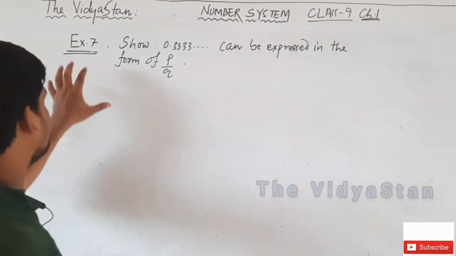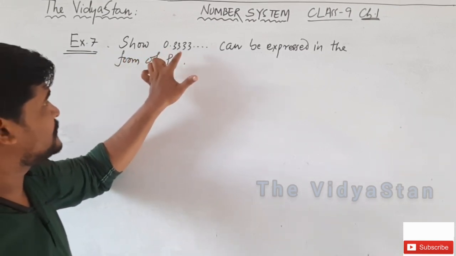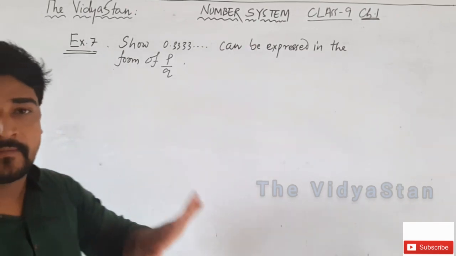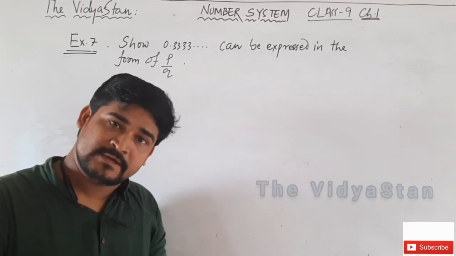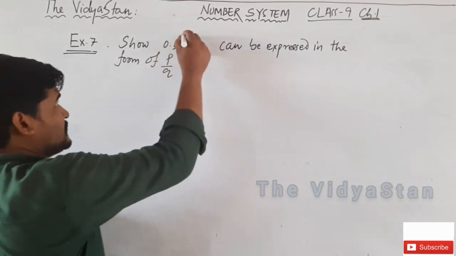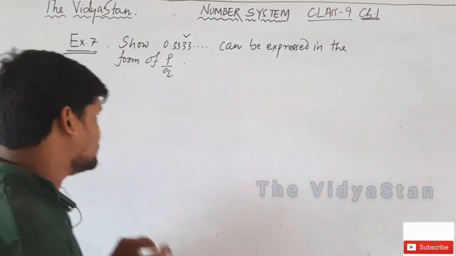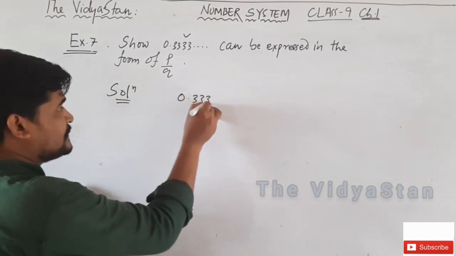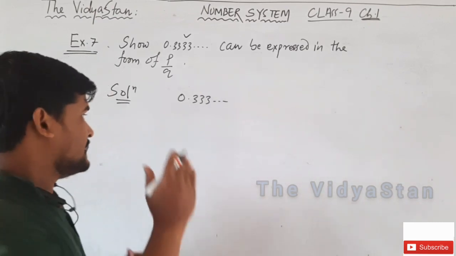Now this is the question, example number 7 of your book, that is show 0.3333 can be expressed in the form of P by Q. So question is that can it be expressed in the form of P by Q? Yes, it can be expressed in the form of P by Q. As we know that it is the decimal expansion of non-terminating and repeating. So solution is 0.3333 is a non-terminating repeating rational number.